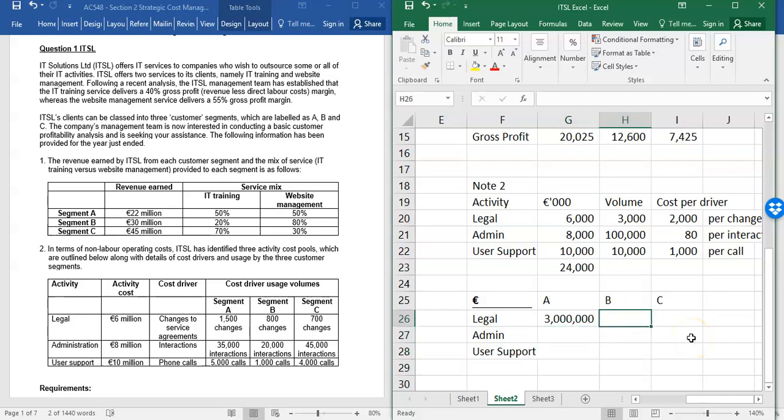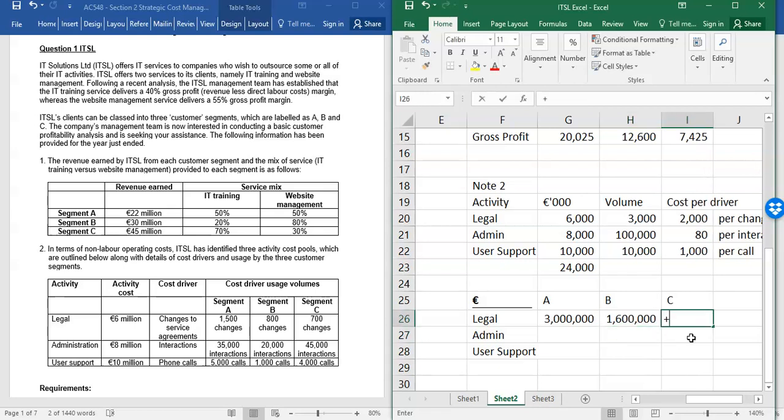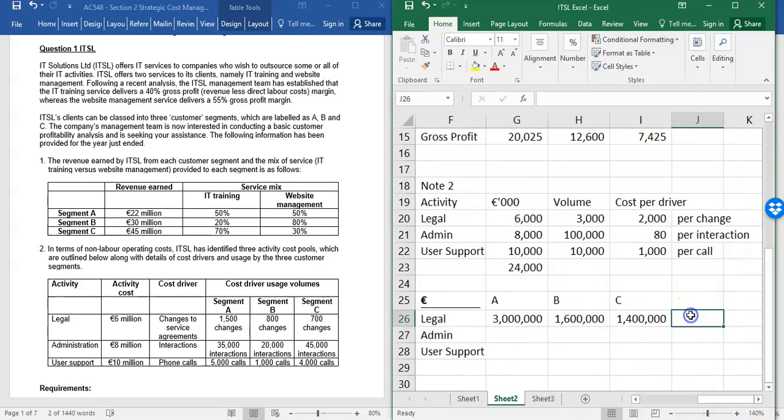For B then, it's going to be 800 times 2,000. And then for C, it's going to be 700 times 2,000. And if you want to just double check, what's the total legal costs? They should sum to 6 million, and they do. So we know we're correct there, we've allocated it out.